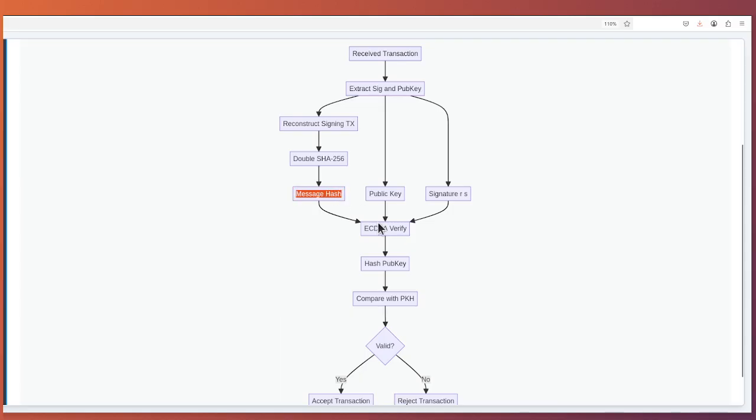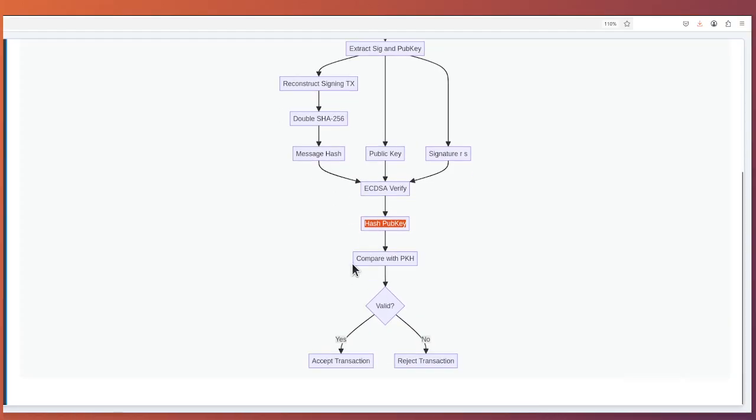At this point, the node has three pieces of information: the message hash, the signature consisting of R and S values, and the public key. These are all that's needed for ECDSA verification. The ECDSA verification algorithm checks whether the signature is valid for the given message hash and public key. Mathematically, it calculates several values.